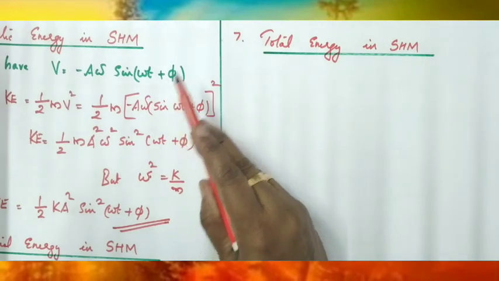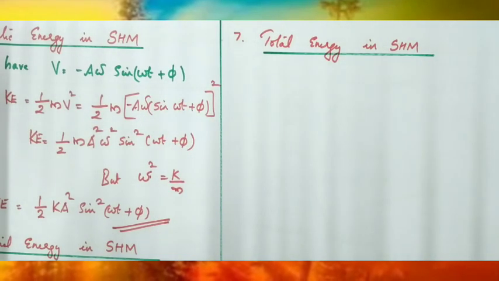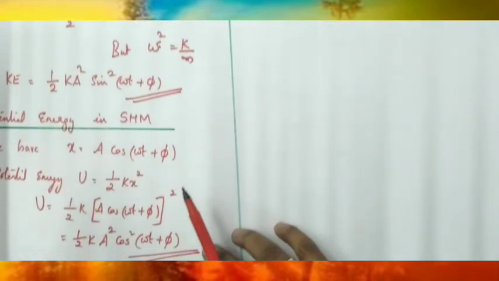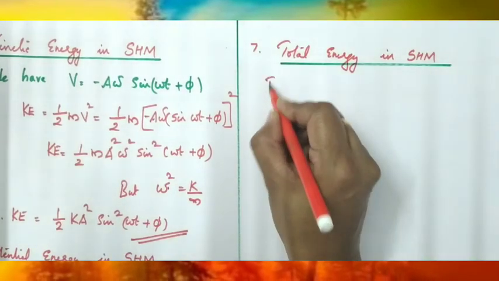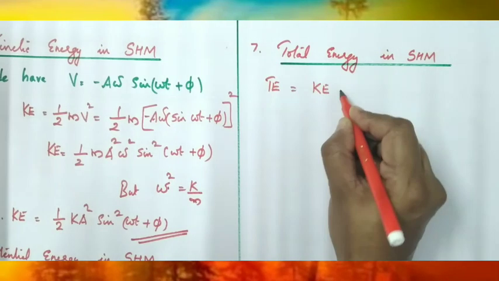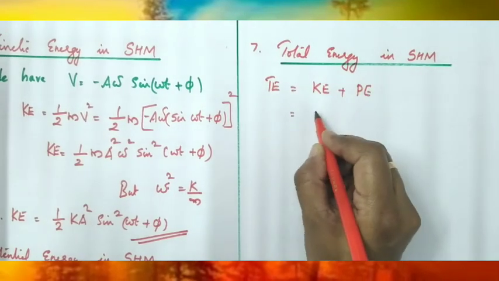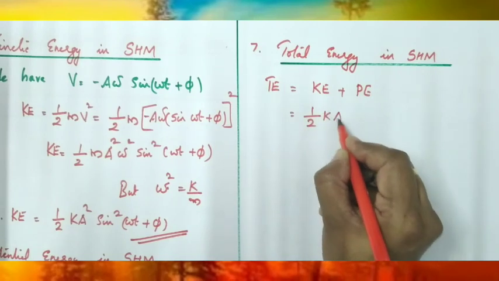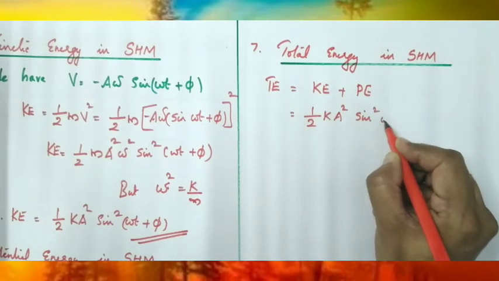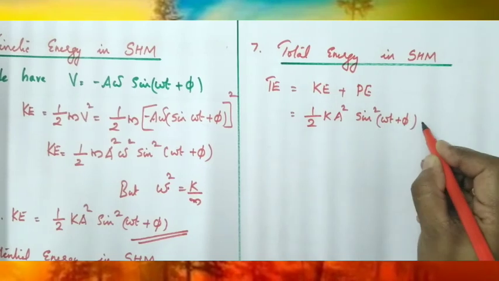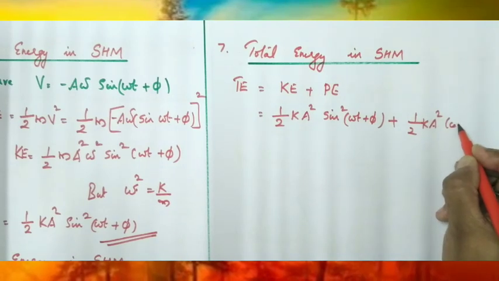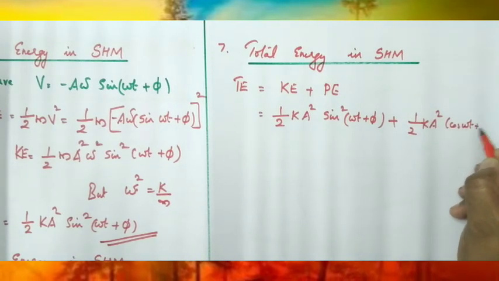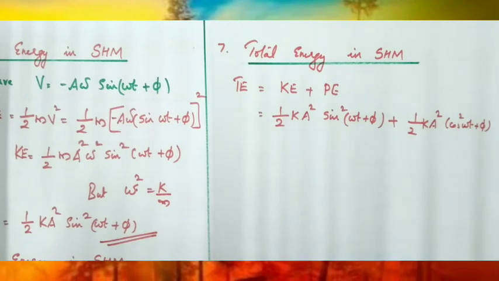We know kinetic energy in simple harmonic motion is half k a square sin square(omega t plus phi). Potential energy is half k a square cos square(omega t plus phi). Now how will you find out the total energy? We know total energy is equal to kinetic energy plus potential energy. Kinetic is half k a square sin square(omega t plus phi), plus potential energy is half k a square cos square(omega t plus phi).